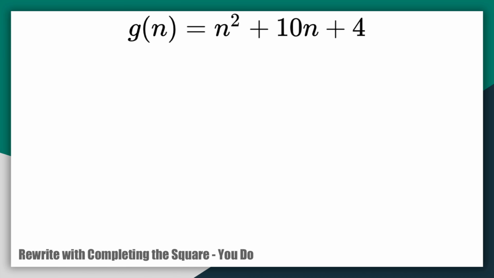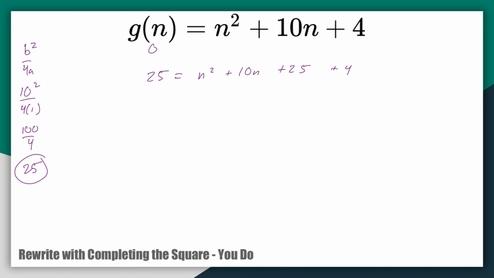Give it a try, and then I'll do it. Okay. So hopefully you didn't try to use a different method or just rewriting. So we're going to find out what our b squared over 4a is. So we get 10 squared over 4 times 1, which would give us 100 over 4, which would give us 25. So I need to add 25 to both sides. Because I know g of n is going to be 0, I really just have 25 on that side now. Is equal to n squared plus 10n plus 25 plus 4. Notice how I moved that 4 over to the side for a second here, okay?